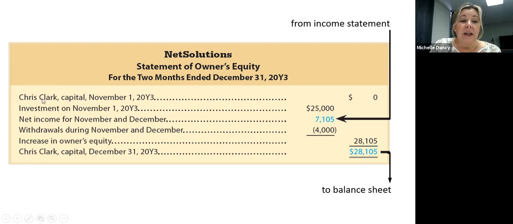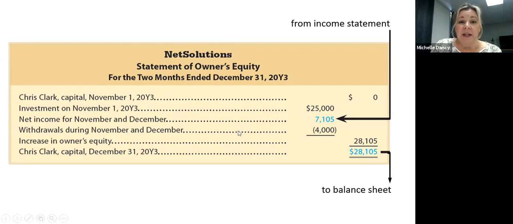Don't forget, you have to have the owner's name and a date for beginning capital, and the owner's name and a date for ending capital. If it's for 2 months ended December 31st, when did it start? That's right, November the 1st. And the ending date and the date in the heading will always be the same, December 31st in this case.